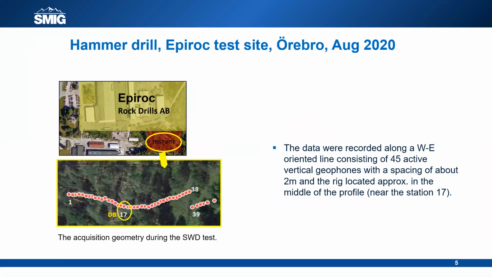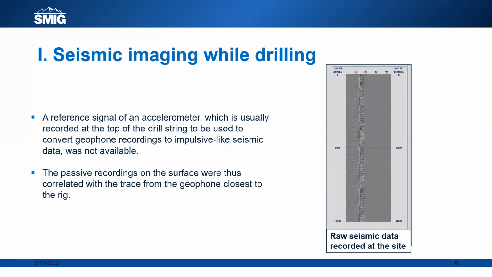This image here shows the acquisition setup. We had 45 active vertical geophones with a spacing of about 2 meters. The rig was located approximately in the middle of this profile, so it was close to geophone 17. So I will show how the raw data look. This image shows the raw data, and you see that the highest noise is near geophone 17, where the drill rig was placed.